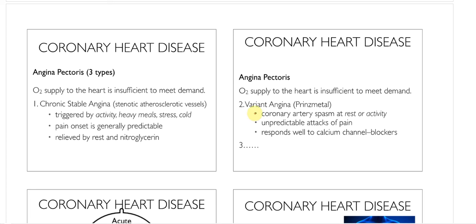With variant angina, this is a matter of a coronary artery spasm, and the spasm doesn't have a precipitating event. For whatever reason, a coronary artery in the heart has become hyperactive. So whether the person's at rest or doing some sort of activity, they'll have an unpredictable attack of angina pain that they won't be able to recover from with rest. What will help them is taking a calcium channel blocker or maybe nitroglycerin.